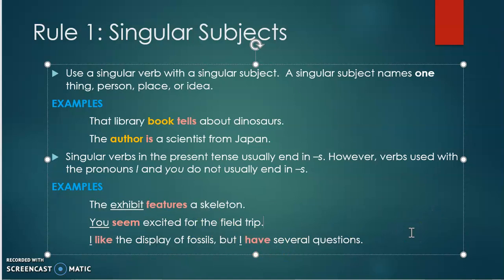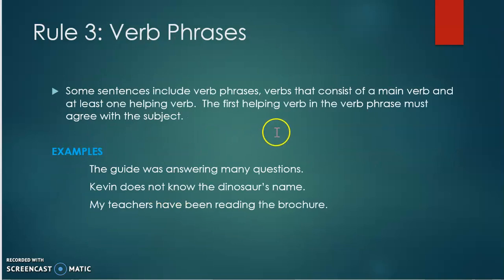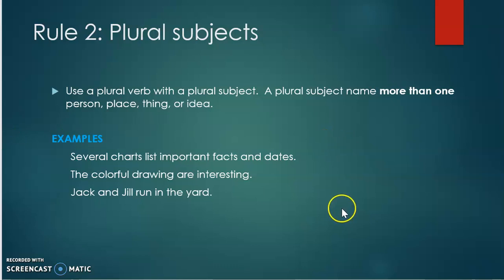So this is what we're talking about when we are talking about subject-verb agreement. Say it out loud to yourself. I likes the display of fossils. Doesn't really sound right. Whoops, it would help if I go to rule number 2, not 3. Rule number 2: use a plural verb with a plural subject. A plural subject names more than one person, place, or thing.